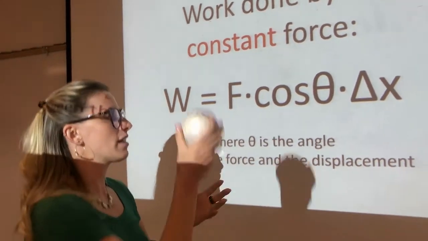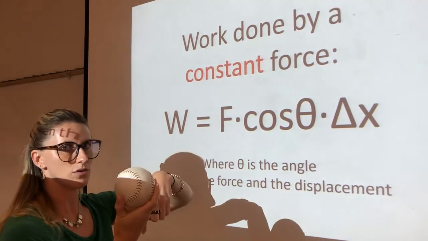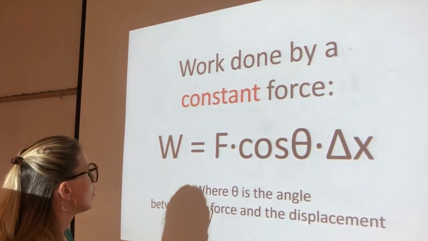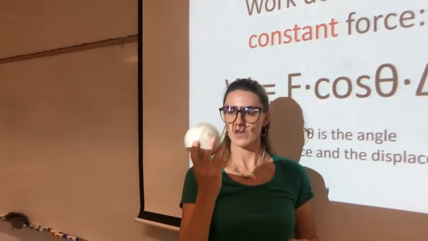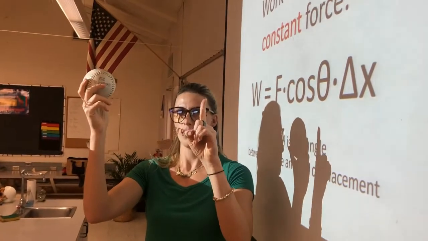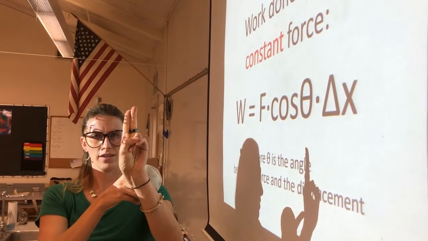Good point. But when I was bringing the ball down like this, the force is up, the direction is down. We can't use that equation. We have to use this one. How do you know the angle? That's a good question. Let's take a look. As I lift the ball up, the force is up and the direction's up. What's that angle between up and up? There is no angle.